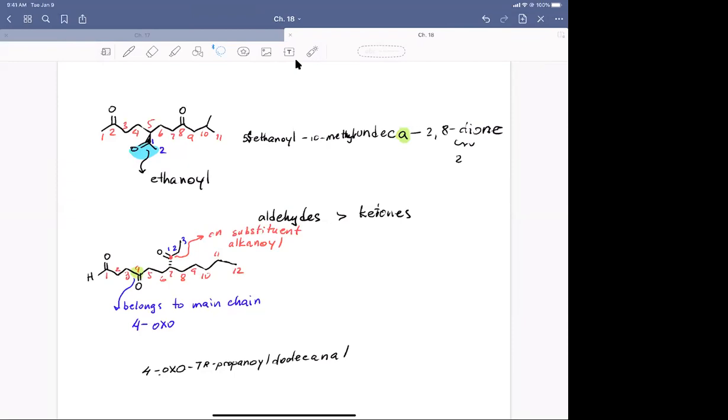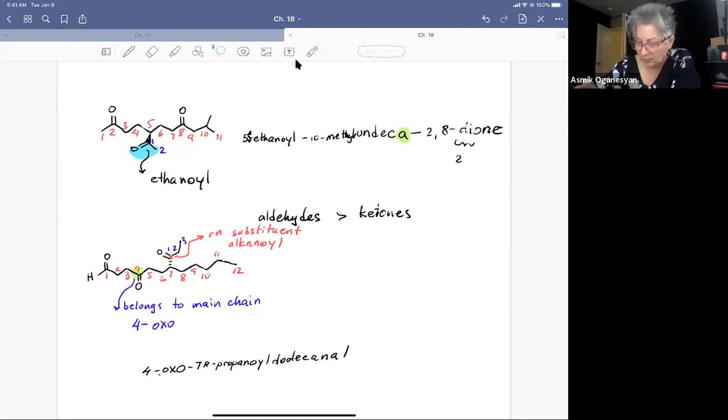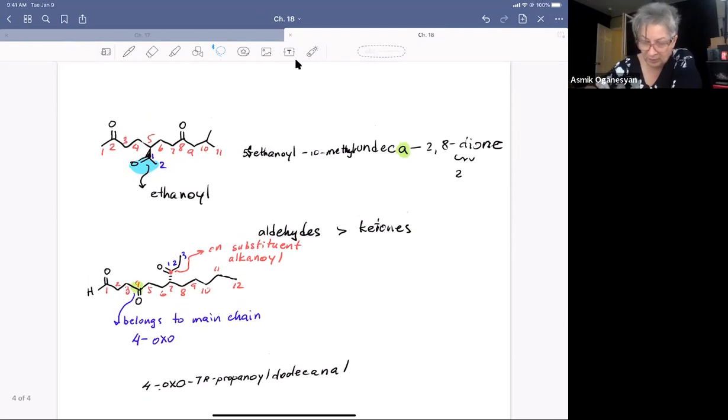I have a question. Can you explain really quick the alkanoyl and the propanoyl, how you determine which to use? Sure. Let me put it on the side. Okay, let's zoom onto that substituent so we will have a little bit more clarity there.